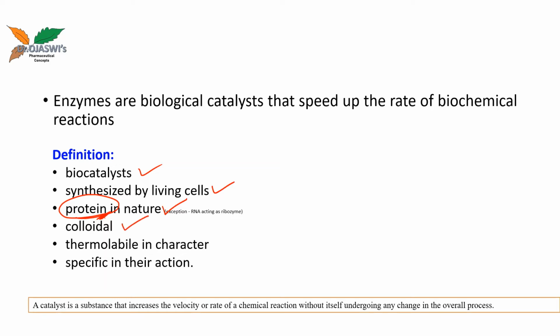Enzymes are also colloidal and thermolabile in character, and they are specific in their action. Enzymes are specific in their action because of the active site present on enzymes. So enzymes are biological catalysts. Catalyst means what? A catalyst is any substance that increases the velocity or rate of a chemical reaction without itself undergoing any change in the overall process. So just the presence of that particular catalyst speeds up the reaction.